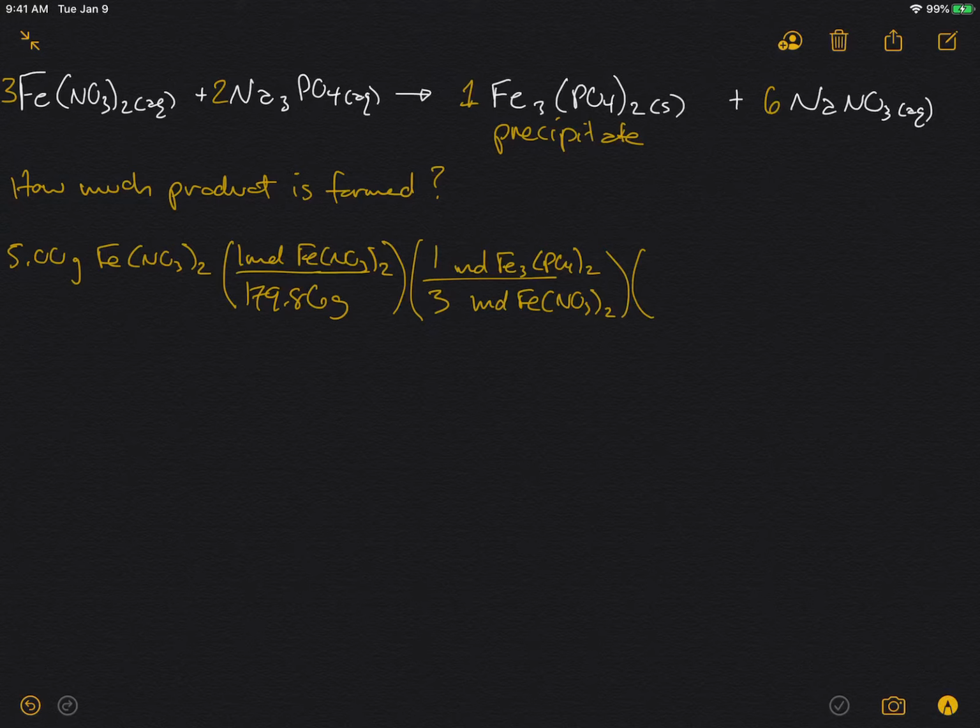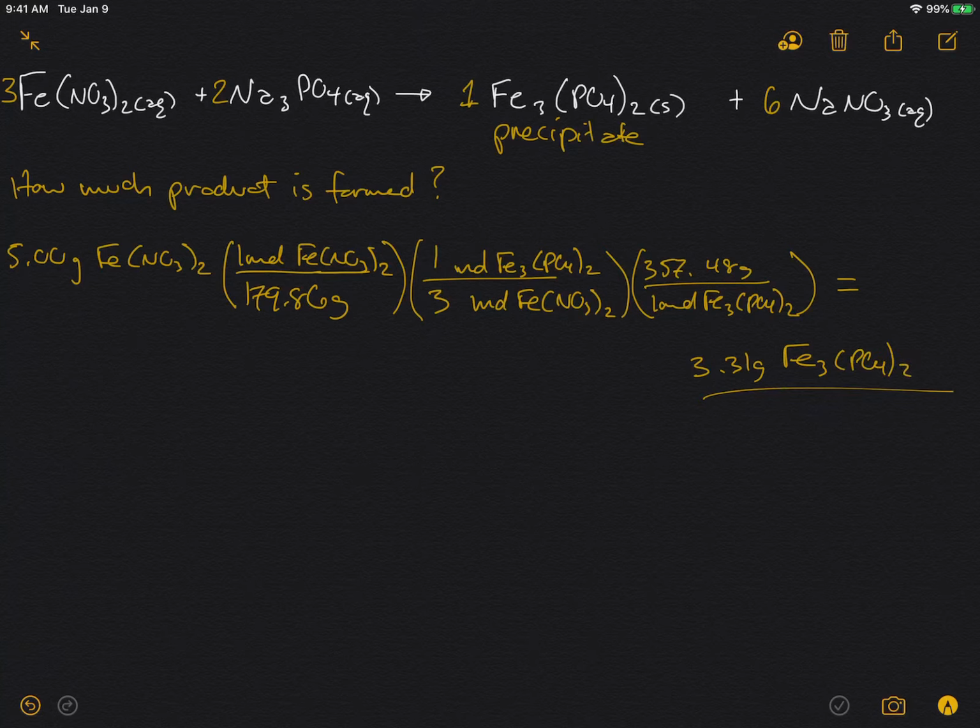And then now that we're in moles of iron phosphate, we can multiply by its molar mass. So 1 mole of iron phosphate has a mass of 357.48 grams, and we end up with 3.31 grams of iron phosphate.